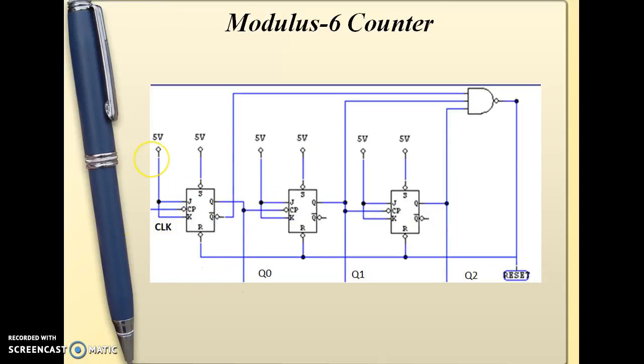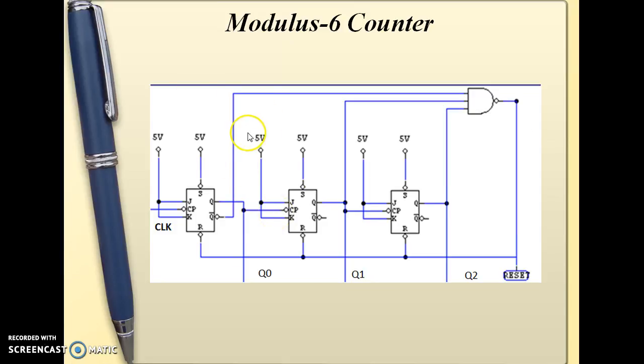Now we will see how we can truncate the number of states. This is actually a 3-bit counter which will count from 000 to 111. This is actually a mod 8 counter, and how we can truncate it to a mod 6 counter is shown here. This counter will count from 000 to 101. On reaching the count, it will reset all these flip-flops.